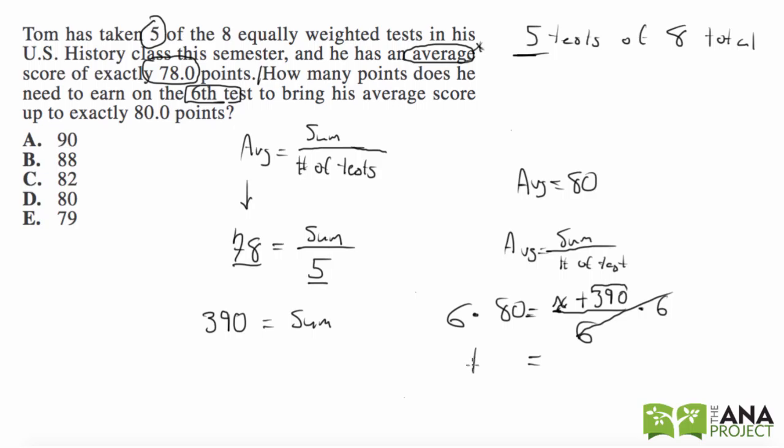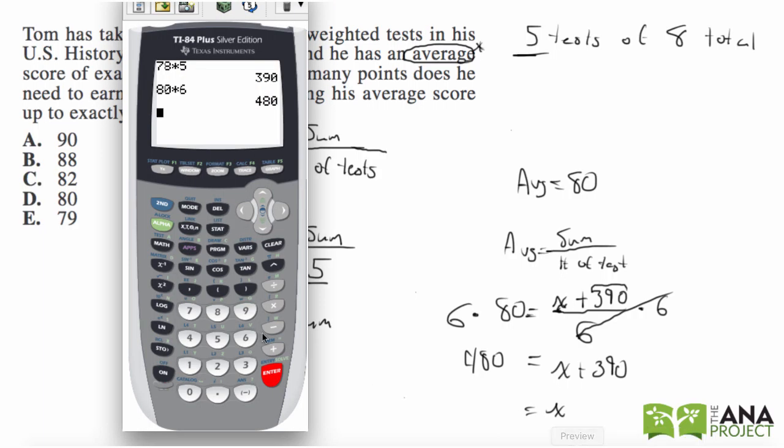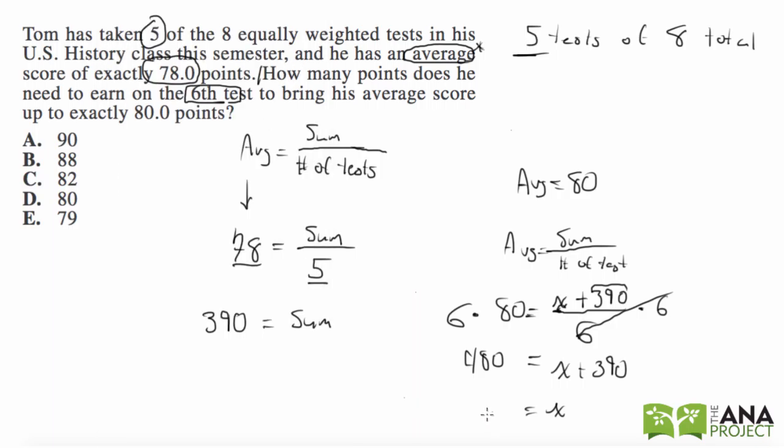480. We're left with x plus 390. Then if we subtract 390 from both sides, so subtract that from 480, we get 90. That's our answer.